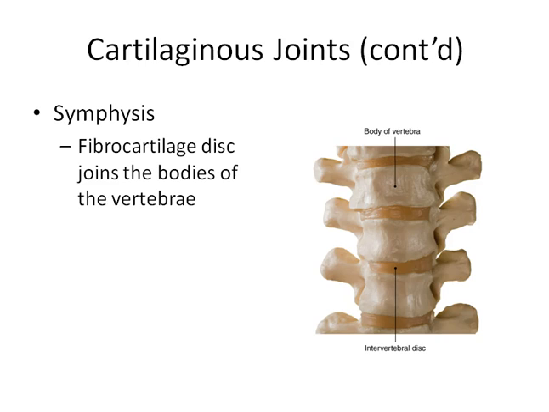Another cartilaginous joint is the symphysis, which is a fibrocartilage disc which joins the bodies of the vertebrae. In addition to joining the vertebrae, another function of the intervertebral disc is to act as a shock absorber.